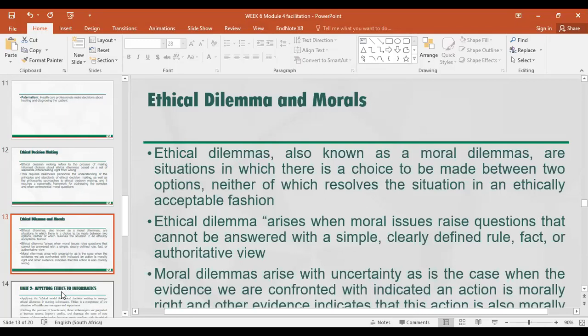So we can see that it's a big dilemma when you have a situation at hand that is morally right, and at the same time on the other end it is also morally wrong. So at that time you are facing a dilemma, but then you have to make a decision. So that's where your competence as a nurse and nursing ethics come to play a role.